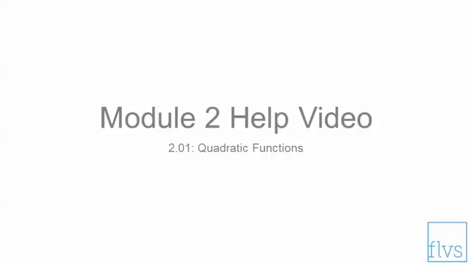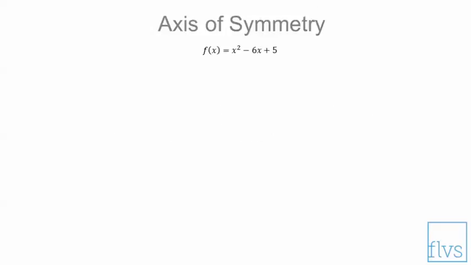This video will help you on your 2.1 assignment, Quadratic Functions. So the first type of question is looking for what's called the axis of symmetry.